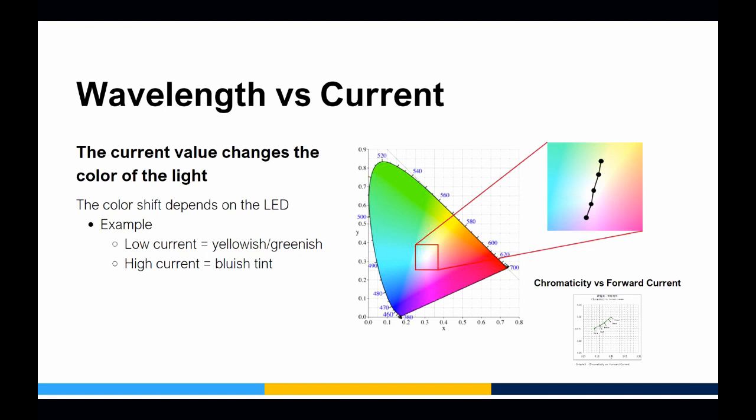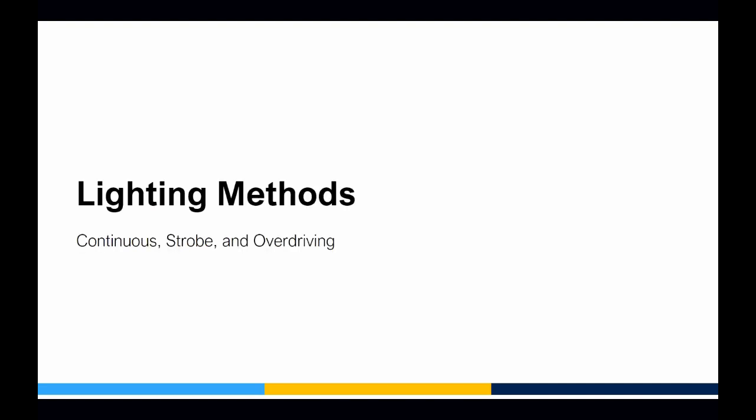So the takeaway from these few slides is to just make sure that you're keeping your light at a good temperature, not putting too much stress on the LEDs, and just understanding that LEDs have lifetimes. The cooler you can keep your LED, the longer it's going to last in general. So moving on to lighting methods, there is continuous and strobe, and then one form of strobing is overdriving. I'm going to get into the difference between these and when we want to use them.